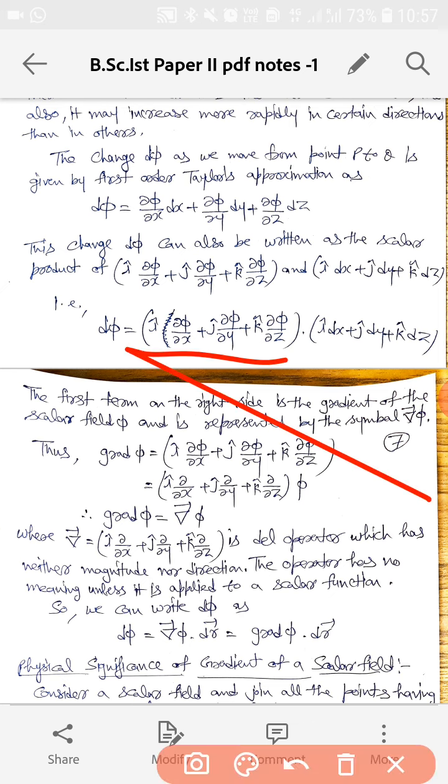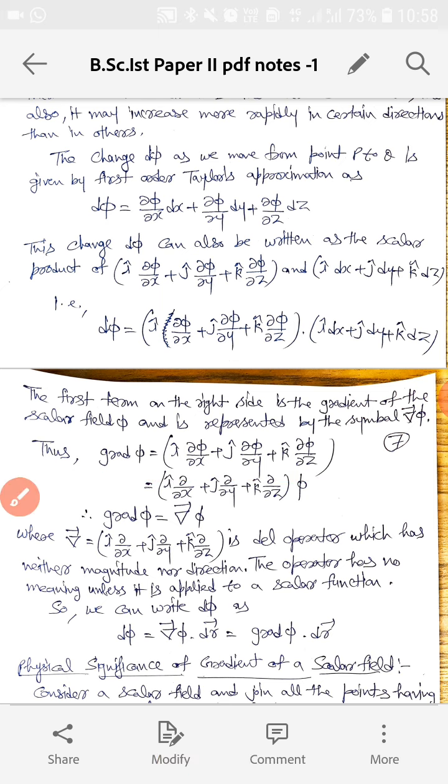This first term is important to us. This first term is known as the gradient of a scalar function, and it is given by i cap ∂φ/∂x plus j cap ∂φ/∂y plus k cap ∂φ/∂z. As we know, φ is a scalar function, so we can take φ outside this mathematical operator. So this equation will become like this.